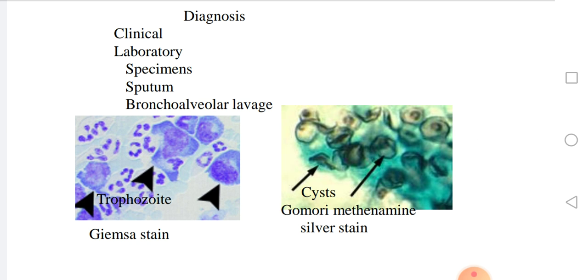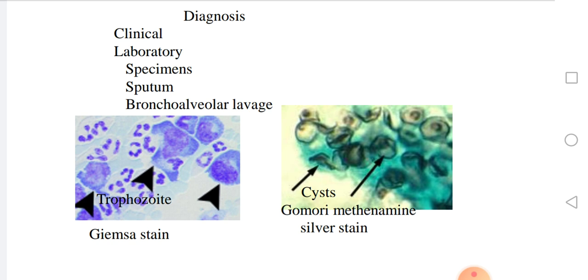Diagnosis: clinical, then the laboratory. The specimens to be collected: sputum and bronchoalveolar lavage. By bronchoalveolar lavage, we mean washing the bronchioles and the alveoli with normal saline, and then you suck that washing and you deposit it, and after centrifugation, you examine the deposit for the fungus.